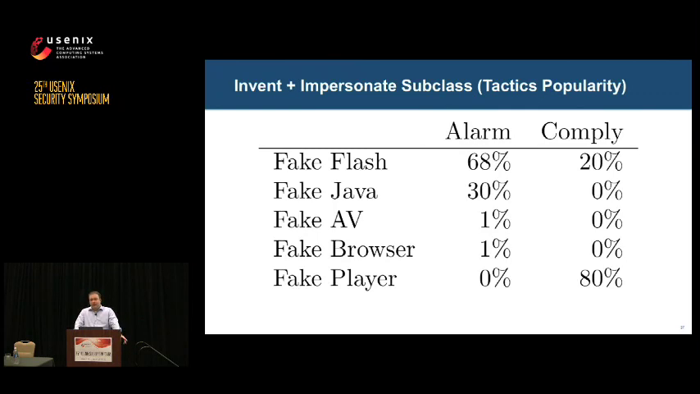Looking at the comply side, we see that fake player makes up about 80%. Fake player is telling you, hey, you need to install this media player, or you need to install this codec to go and watch the video. The other 20% from the comply class was fake Flash, and in this case they're telling you, you need to install the latest version of Flash in order to watch the video.